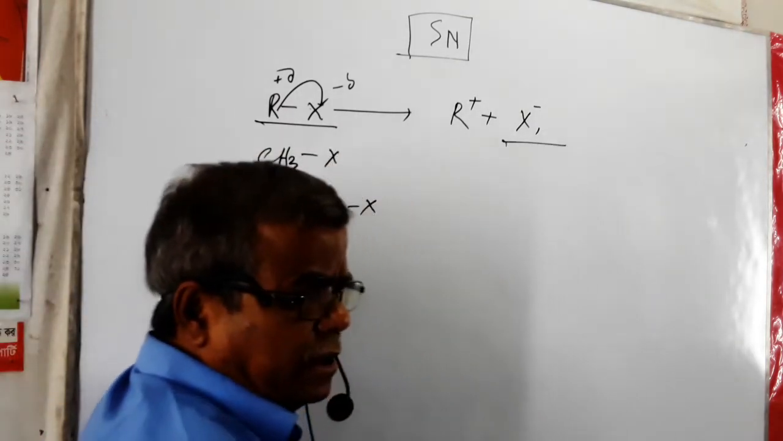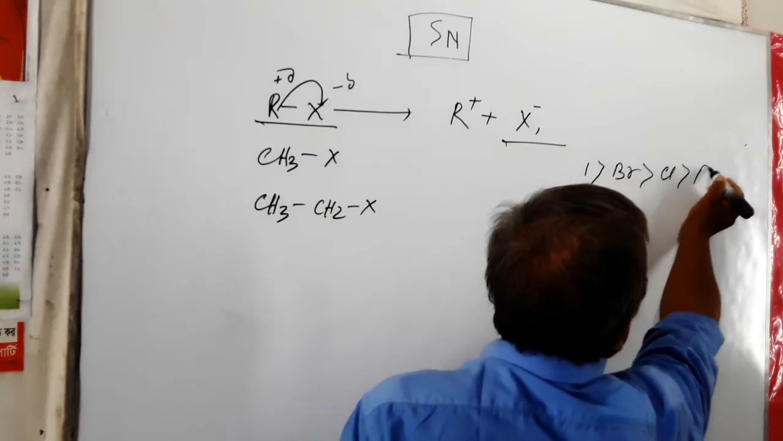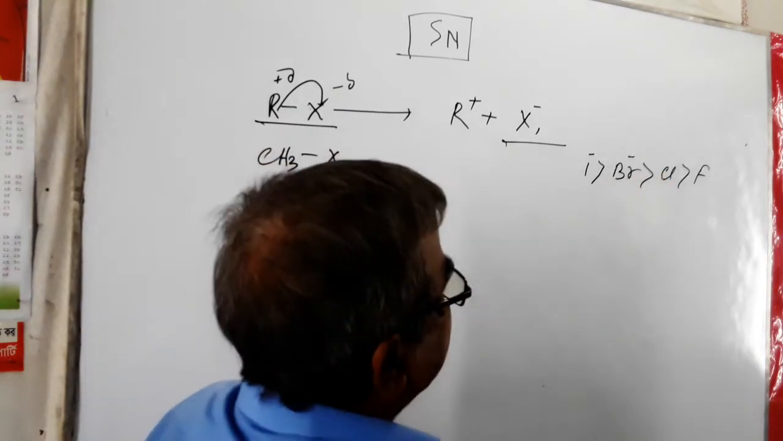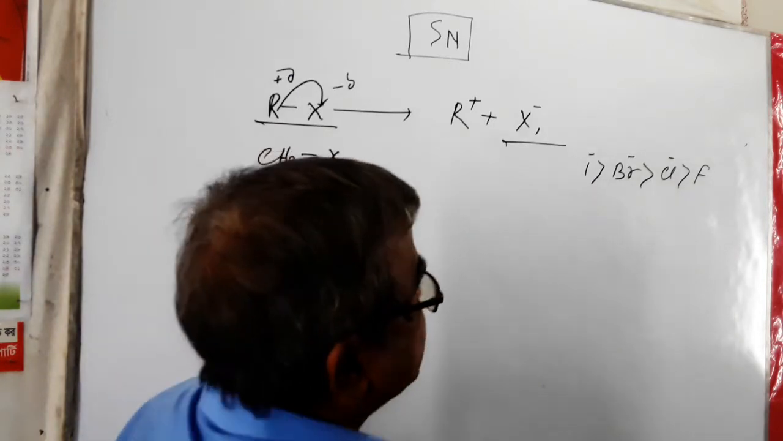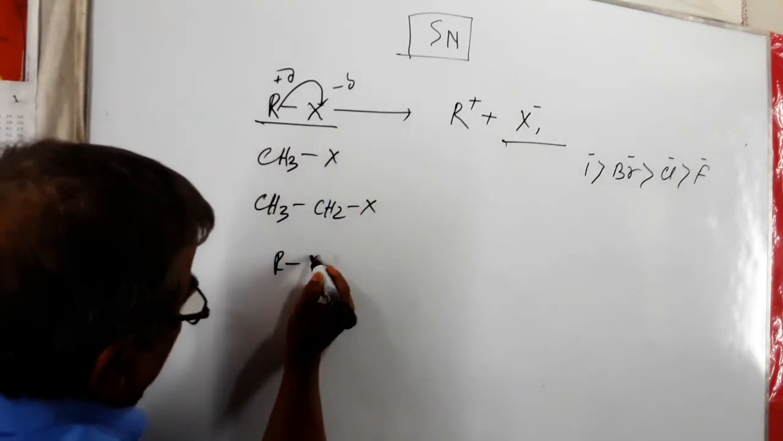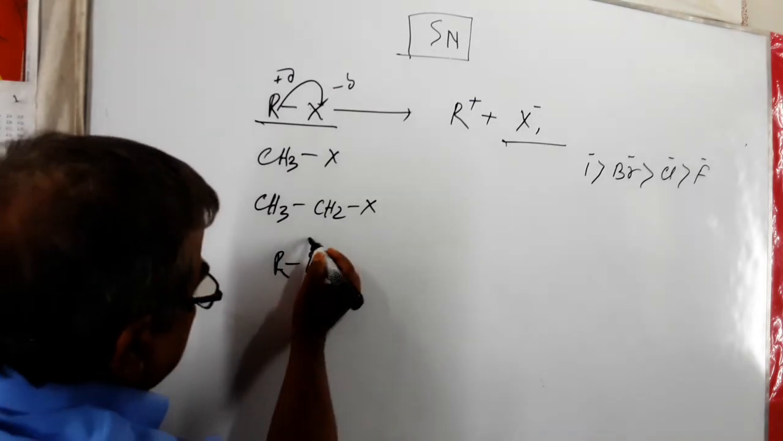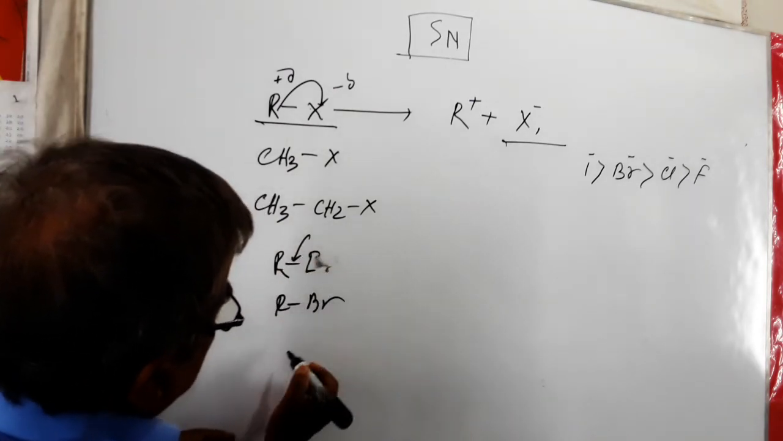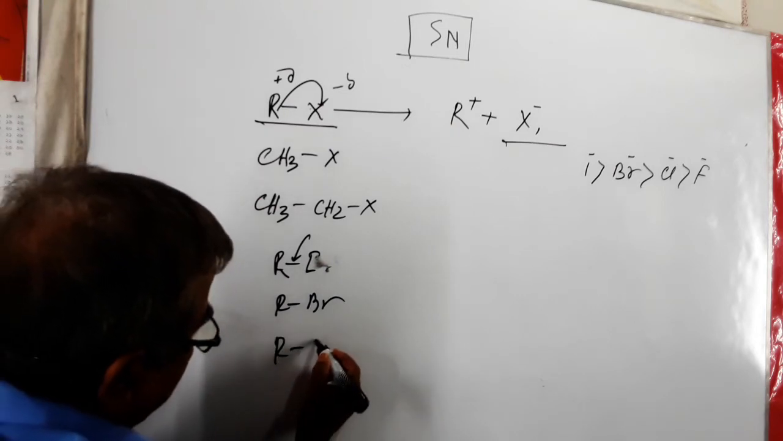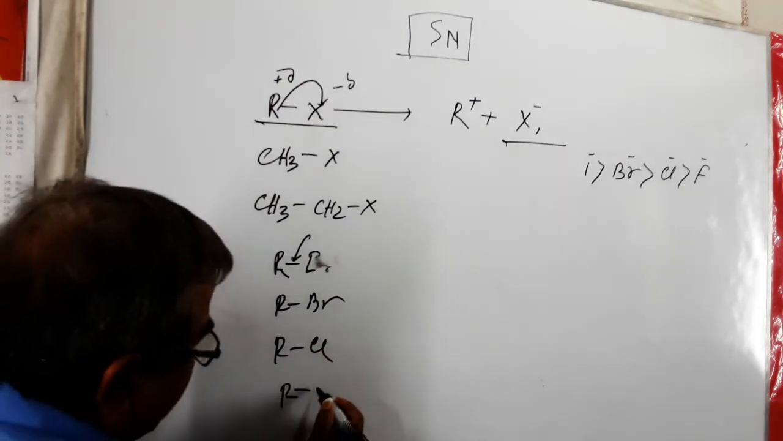The releasing power of halogen is: iodide is greater than bromide, bromide is greater than chloride, and chloride is greater than fluoride, because the bond strength between R and iodide is lower than that of alkyl bromide, the bond strength of alkyl bromide is lower than alkyl chloride, and the bond strength of alkyl chloride is lower than alkyl fluoride.